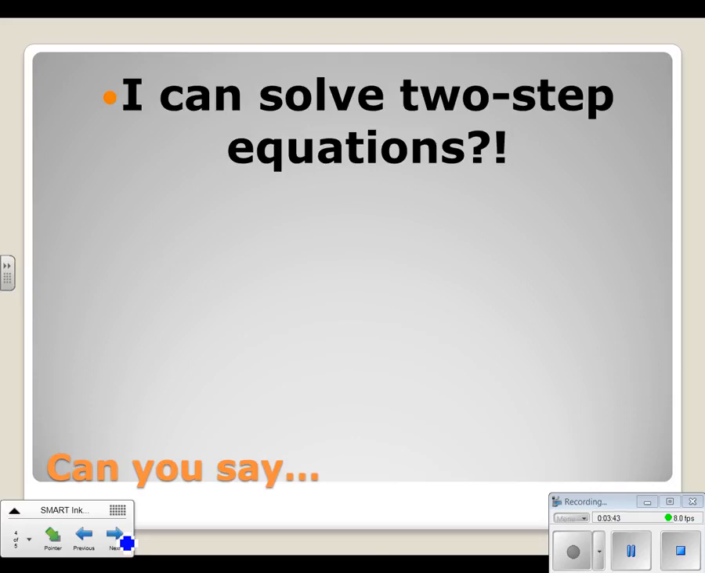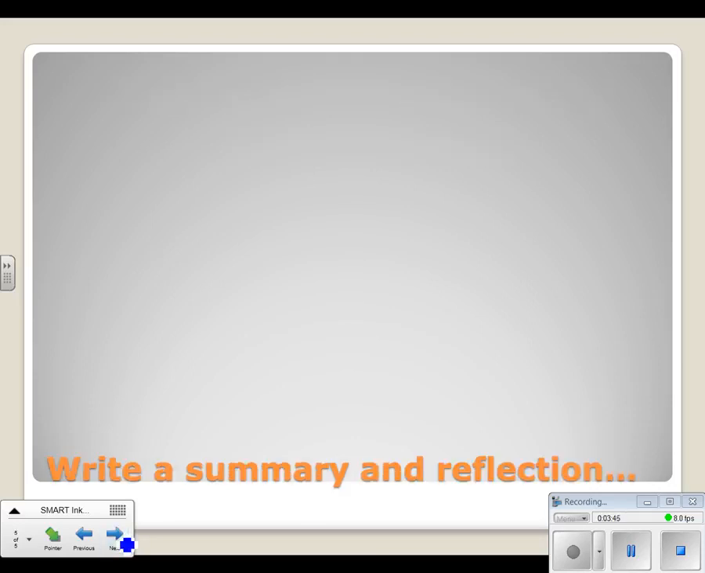Can you say, I can solve two-step equations? Write a summary and reflection and be prepared with any questions for the work time in class.